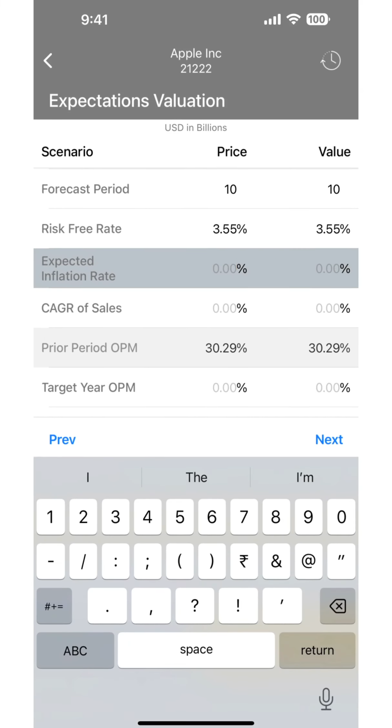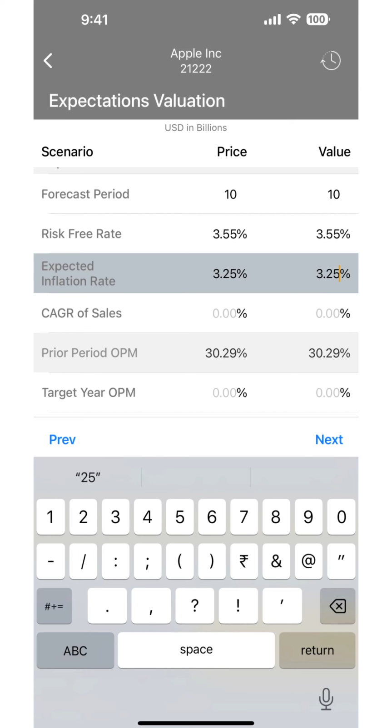We have assumed expected inflation rate to be 3.25% during the forecast period. The expected inflation rate should be less than the risk-free rate. There is an alert if this exceeds the risk-free rate. The user may wish to proceed despite this alert. You may refer to the tooltips denoted by the I icon for better clarity for using the app.